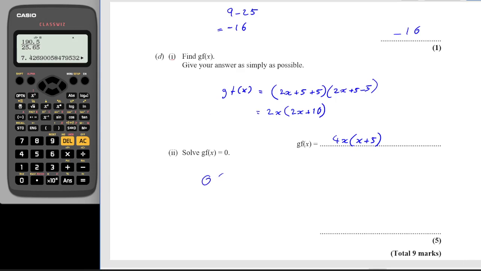So 0 is equal to, not bracket. So if 0 is equal to 4x times by x plus 5, it means that x is either equal to 0 or x is equal to minus 5, making both parts of those 0. So x is equal to 0 or x is equal to minus 5.